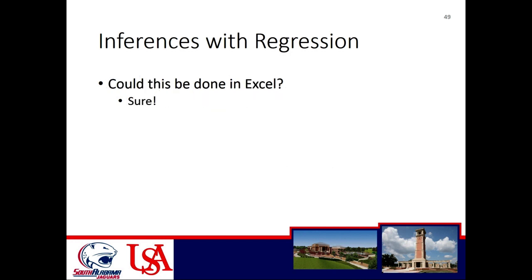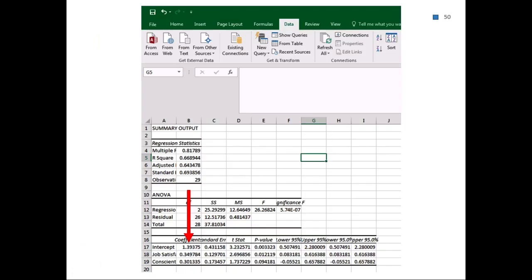You might be asking yourself, I don't really like doing things by hand. I find it inconvenient and confusing. Could this be done in Excel? The answer is sure, it certainly could be done in Excel. To do this in Excel, we would go ahead and run our regression, doing everything we did before in the earlier part of this lecture. If you closed out of that, go ahead and run that regression again and get those regression results.